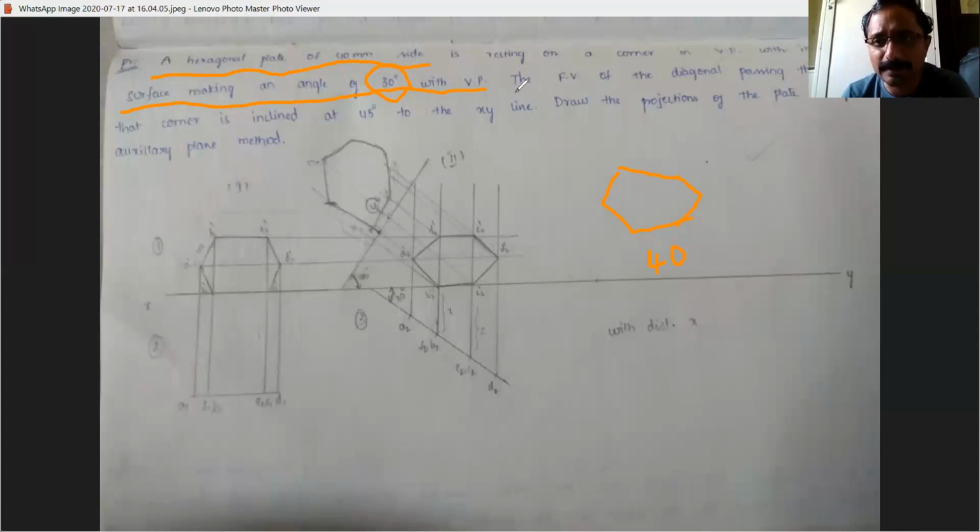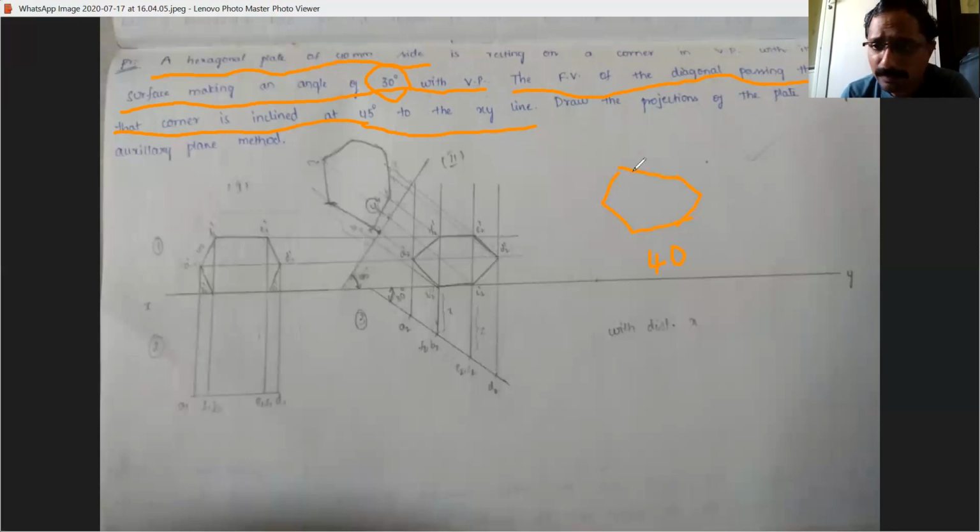The front view of the diagonal passing through that particular corner is inclined at 45 degrees to the xy line. Draw the projections of the plate using the auxiliary plane method.